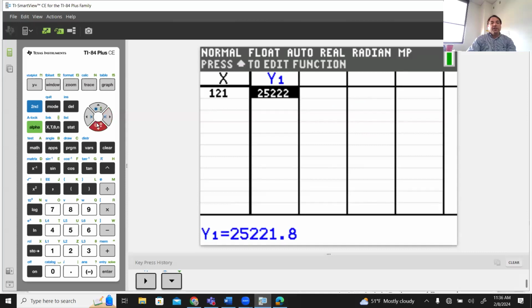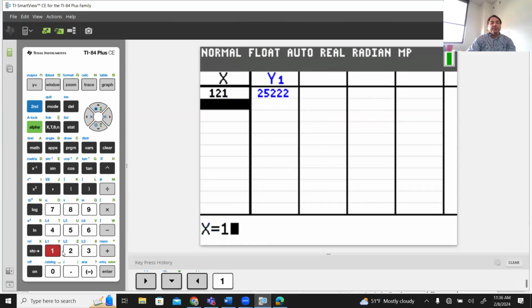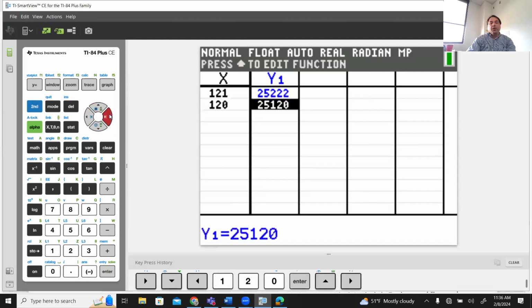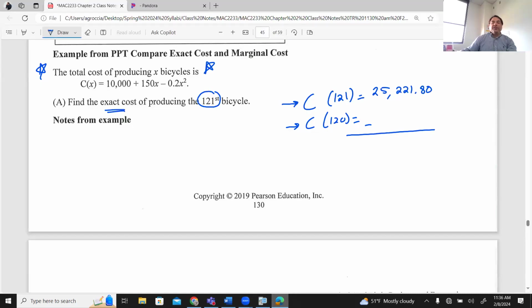Then we're going to find the cost of 120 bikes. So the cost of 120 bikes is 25,120. Now, why does this work? Well, this is the total cost for 121 bikes. If I take away the total cost for 120 bikes, you're left with just the 121st bike.